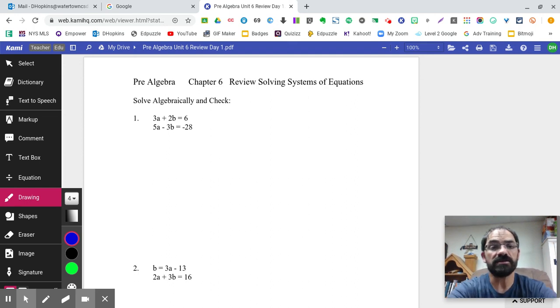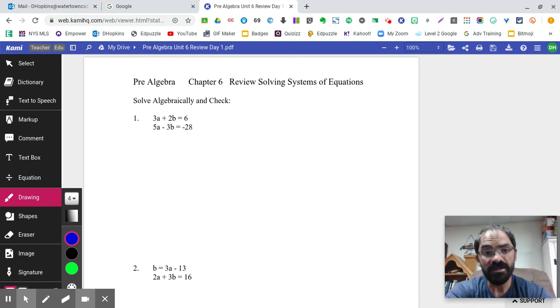Number one is an elimination problem, and that means you have to line up your variables. So my A's are lined up, my B's are lined up, and the equal signs are lined up. From there, I can eliminate, hence elimination method, either one of the two variables. I just need to get the same number in front of the variable, but one's a positive, one's negative.